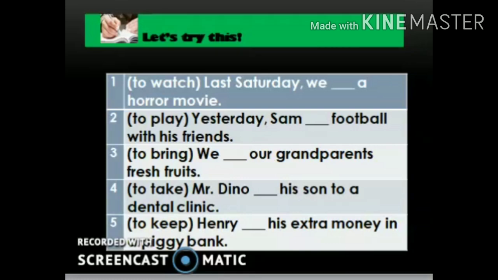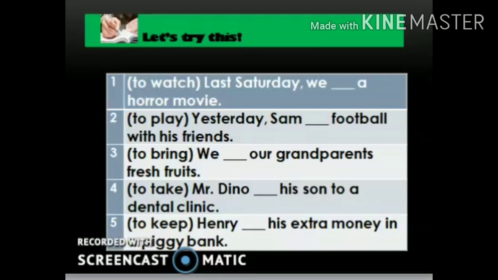Now let's see if you can complete these sentences with the correct past tense of the verbs given in the parentheses. Remember, each sentence will be read and you'll be given 3 seconds to answer it. Are you ready? Let's start. Last Saturday, we blank a horror movie. The answer here is watched. The correct sentence is last Saturday we watched a horror movie.